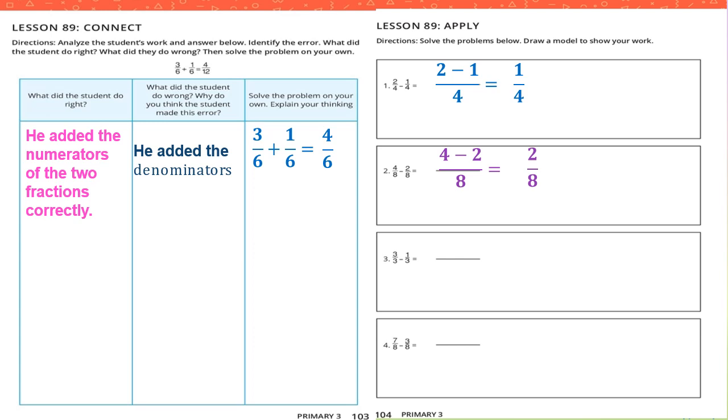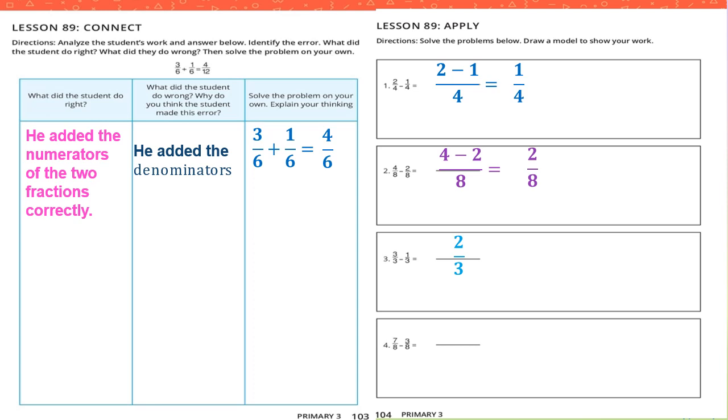So the final result will be 2 over 8. Number 3, 3 over 3 minus 1 over 3. Here we also have the same denominators. So 3 down, no change. And up, 3 minus 1 equals 2. So the result will be 2 over 3.